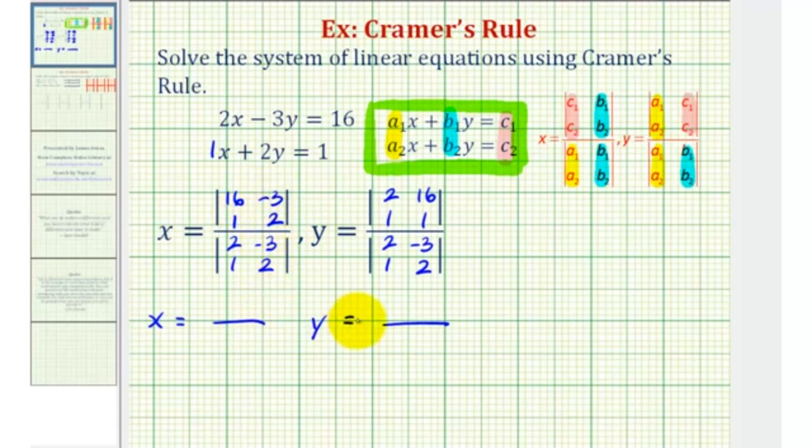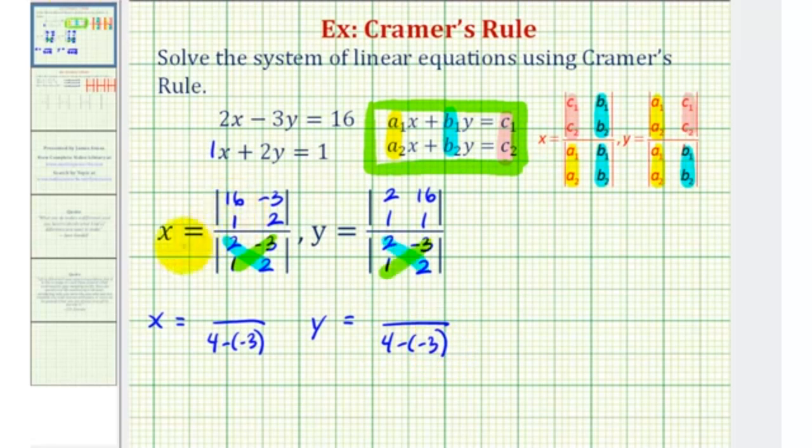And let's go ahead and start with our denominators. Here we'll have 2 times 2 minus negative 3 times 1. Well, that would be 4 minus negative 3. Remember, this 2 by 2 determinant is the same as the denominator for y, so we'll also have 4 minus negative 3.